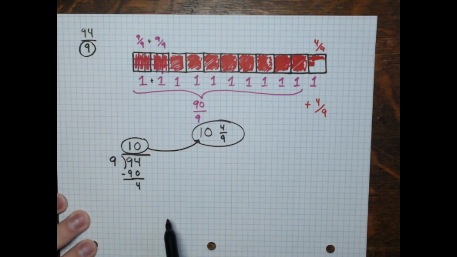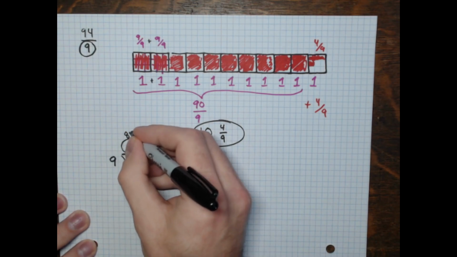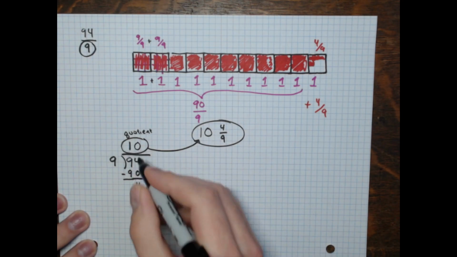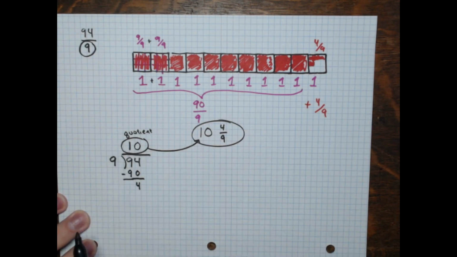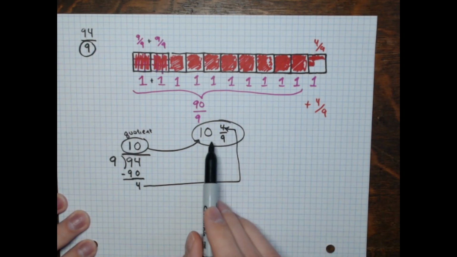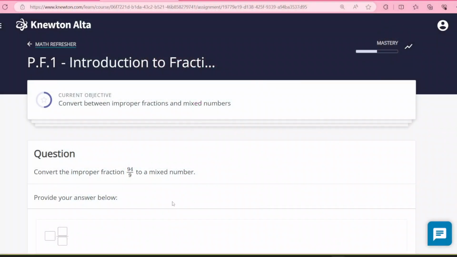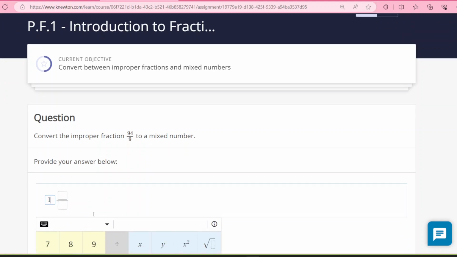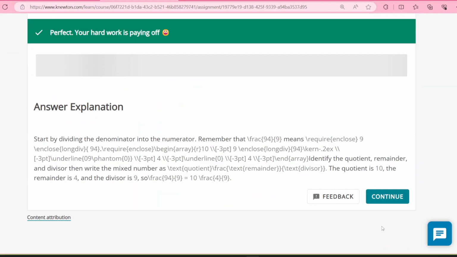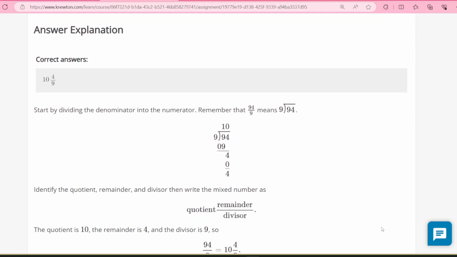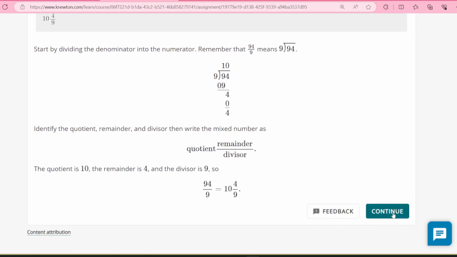There's your whole number. That's, again, called the quotient. I didn't write quotient earlier, but that's called the quotient, how many times the denominator goes into the numerator. And then here's your remainder, right? That's going in the numerator up here of the proper fraction part of the mixed number. So 10 and 4 ninths, right? 10 and 4 ninths. So back on the assignment, 10 and 4 over 9. All right. Moving on.